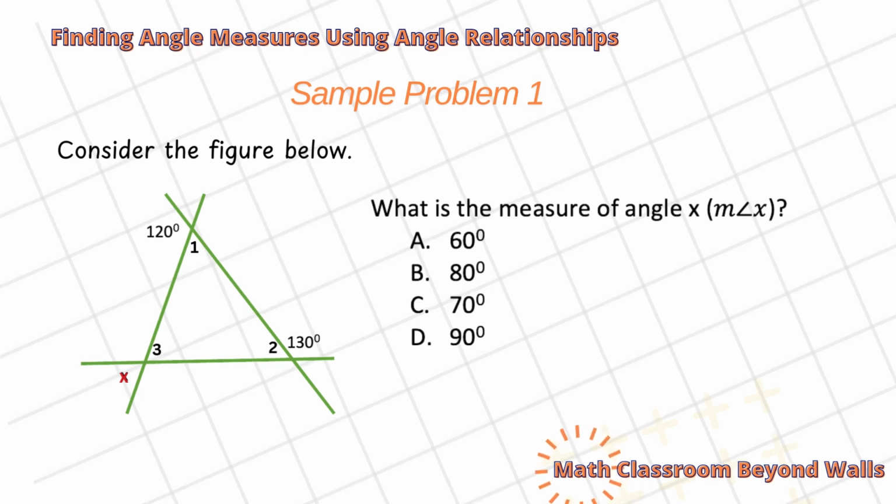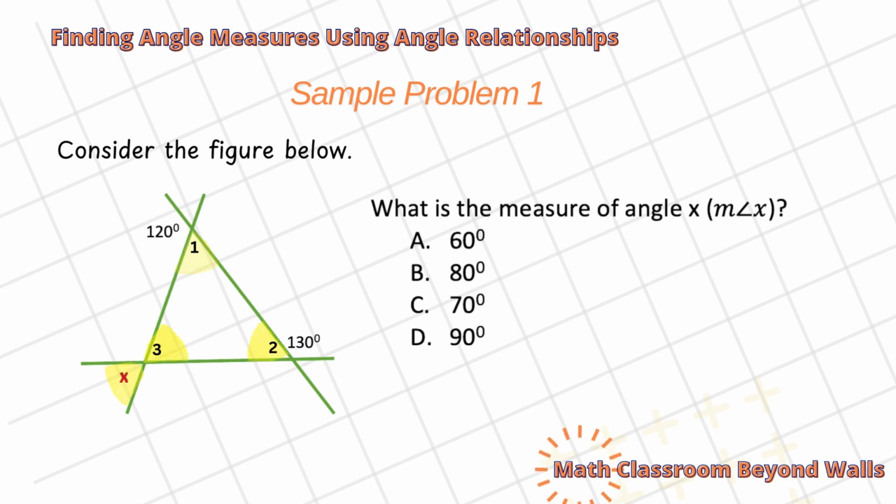Look at the figure again this time. To get the measure of angle X, we need the measure of angle 3. Do you agree? But to get the measure of angle 3, we need to know the measure of angle 1 and angle 2, right? Now, we know where to start. We start by determining the measure of angle 1, then get the measure of angle 2, then get the measure of angle 3, and finally, get the measure of angle X.